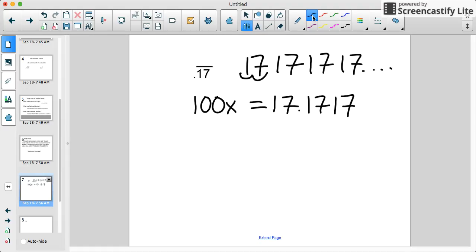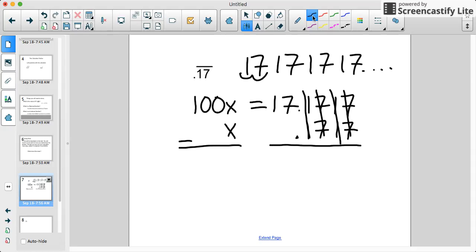17.1717. We're then going to subtract a single x. That single x gives us 0.1717 after a decimal point. And by doing so, we can cancel out numbers that are just junk numbers at this point. We can cancel out the 7s and the 1s behind the decimal points. And what does that leave us? On the left side, we have a remainder of 99x, and on the right side, we have 17.